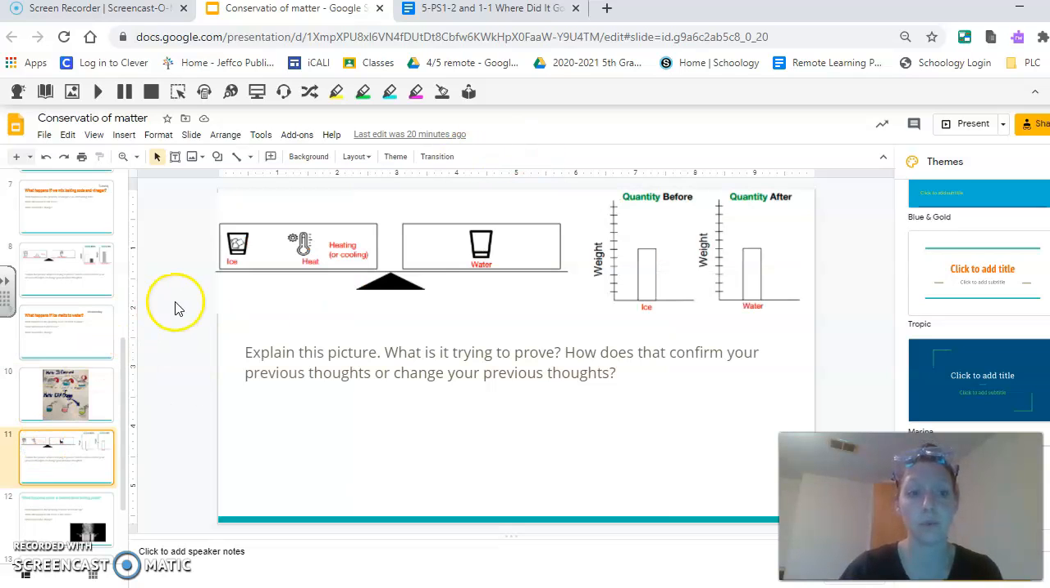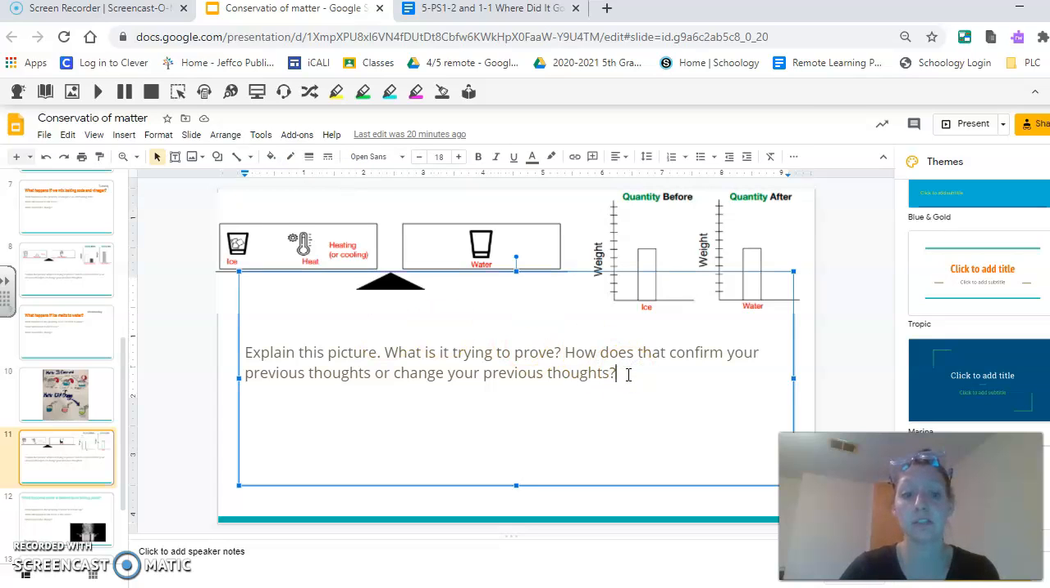Now on this one, we have ice, heating and or cooling, and then water. And remember, they stay the same. And here is a graph that also shows what happens before and after the ice went from ice to water. Explain this picture. What is this picture trying to prove to us? How does that confirm your previous thoughts or change your previous thoughts? Please make sure that this is a thoughtful, full sentence or two that explains how your thoughts may have changed.